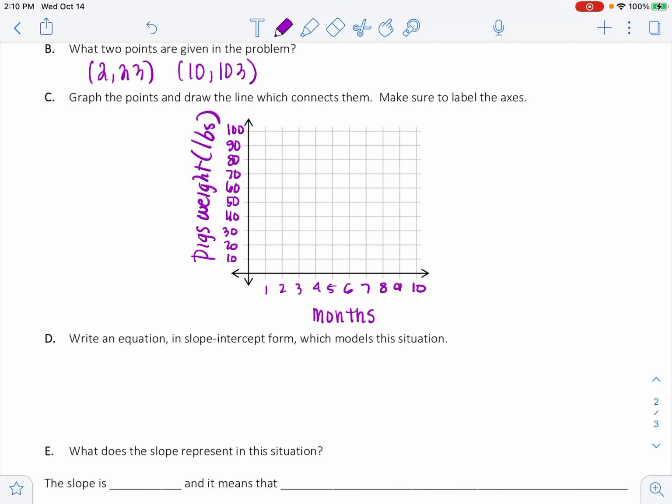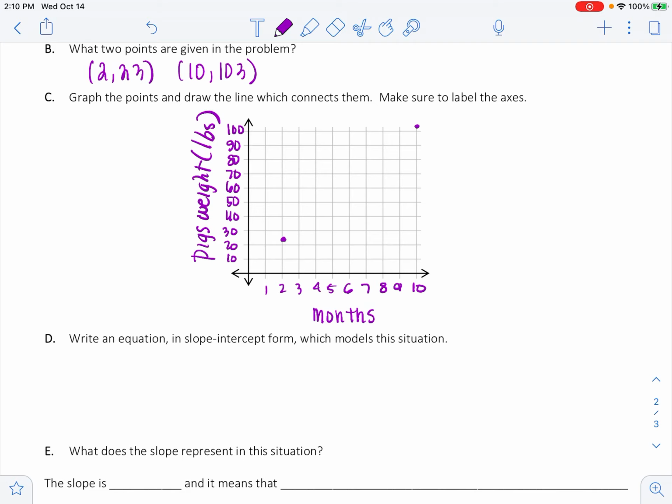Okay, so now I'm going to graph the 2 points that I know. I know 2, 23. 2, 23 is about right there. And then after 10 months, it was 103, so it's a little bit off the chart there, right? Okay, so now I have to say, do I connect these points? Obviously, yes. Not obviously, I shouldn't say that. Yes, I'm going to connect these points.